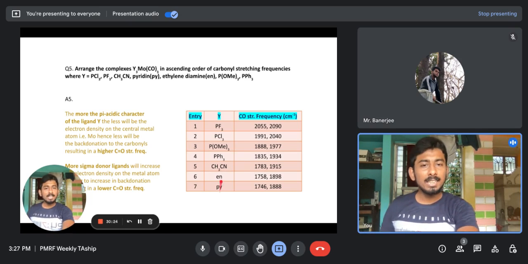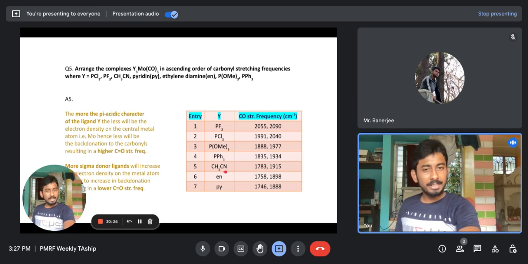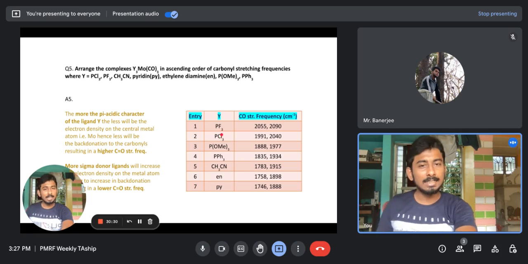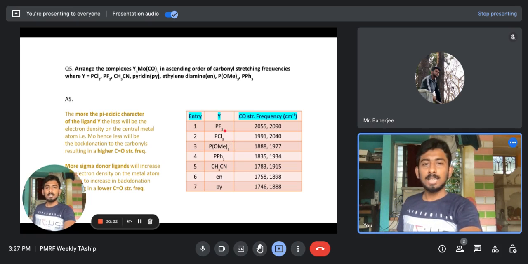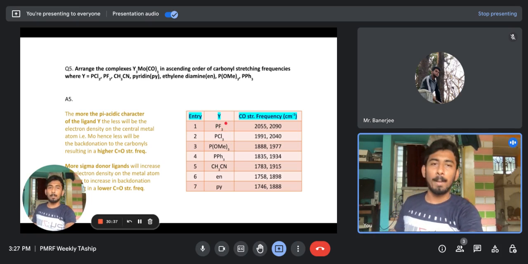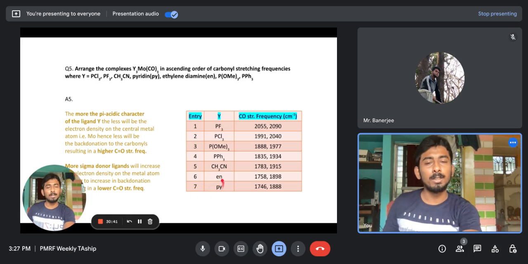This is the order: pyridine < ethylene diamine < acetonitrile < triphenylphosphine < trimethoxyphosphine < trichlorophosphine < trifluorophosphine. Since the highest electronegativity, the -I effect, and the pi acidic character belong to PF3, and the highest sigma donation ability is between these two, either ethylene diamine or pyridine. So this is the actual order.